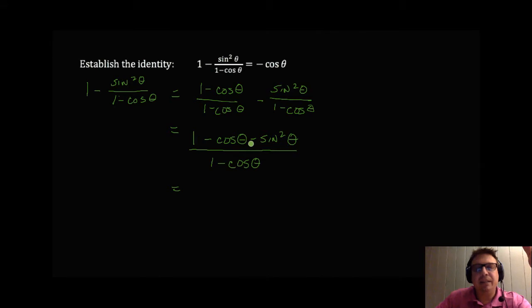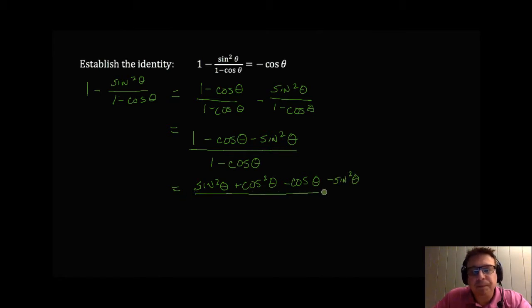I don't have anything that can just knock it out, so I have to look over here and I see 1. So if I've got a square of some kind and I've got a 1, then what should be going through my mind is, hey, I have the Pythagorean identity. I'm going to change that 1 so I can see if I can get rid of this. So now we know that 1 is equal to sine squared theta plus cosine squared theta. Then I have the minus cosine theta, and then I've got the minus sine squared theta. Already I'm running out of room on this problem. And then all of that is divided by 1 minus cosine theta.